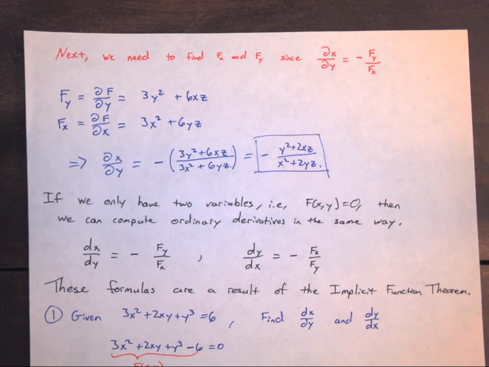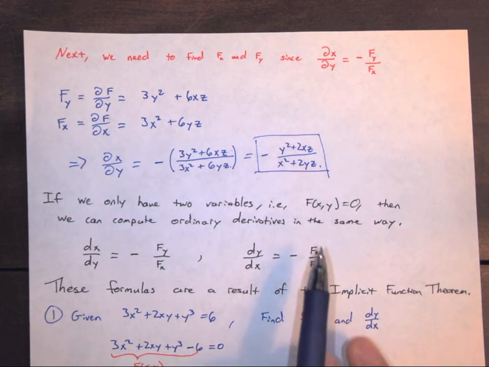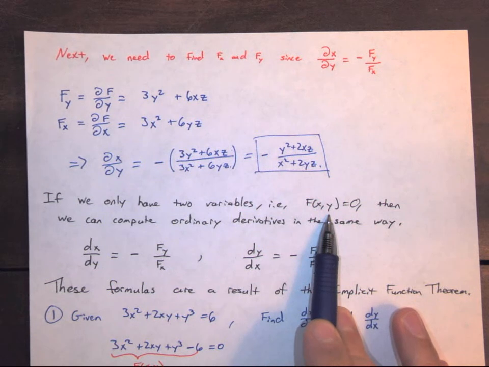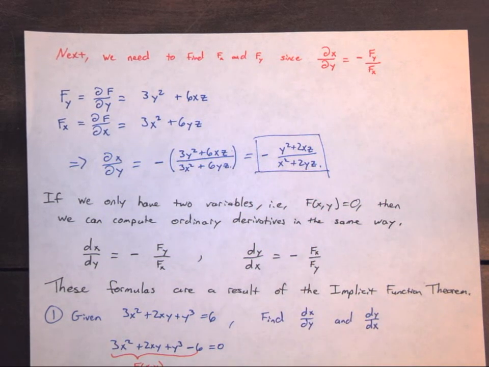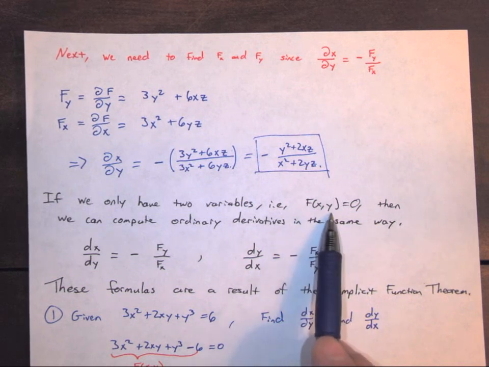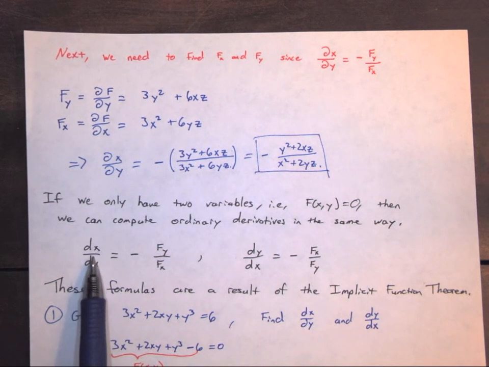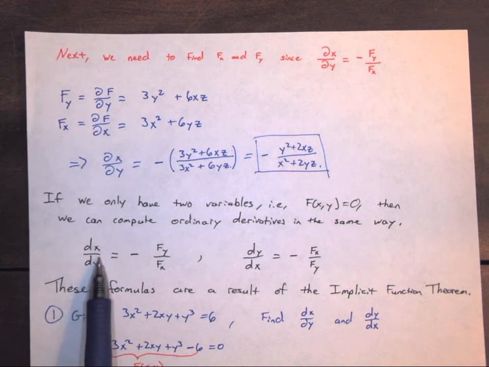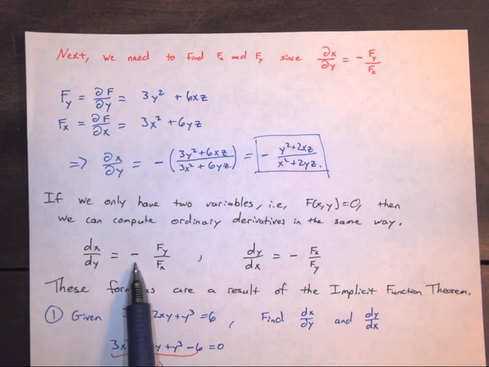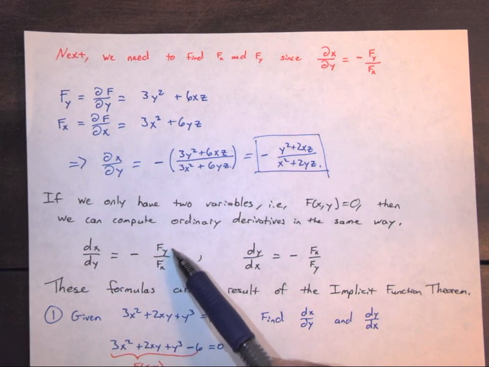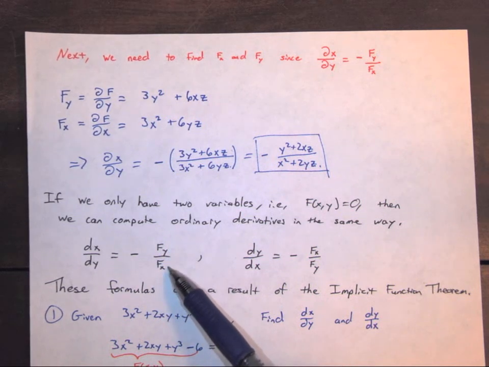Now, if I only have two variables going on, so in that last example we had x's, y's, and z's. If I only have x's and y's, for example, and I can still get everything to one side of an equal sign, then I can compute ordinary derivatives using the same method. So if I have F of x, y equals 0, I can compute not the partial derivative anymore, but the derivative of x with respect to y in the same way. It's just minus, now these are still partial derivatives, the partial derivative of F with respect to y over the partial derivative of F with respect to x.